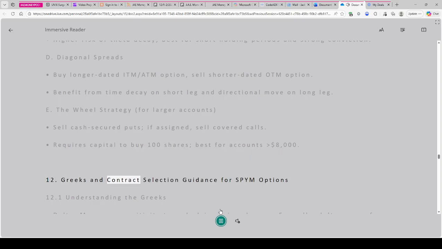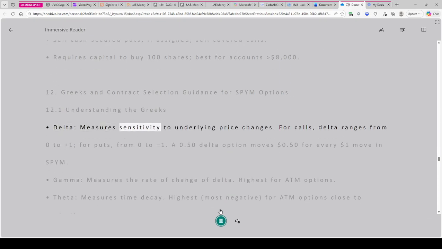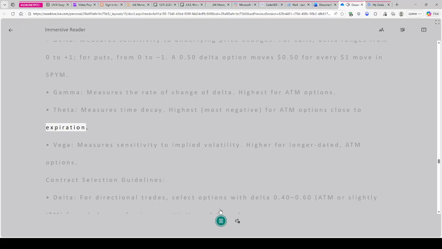12. Greeks and contract selection guidance for SPYM options. 12.1 Understanding the Greeks. Delta measures sensitivity to underlying price changes. For calls, delta ranges from 0 to +1; for puts, from 0 to -1. A 0.50 delta option moves 50 cents for every $1 move in SPYM. Gamma measures the rate of change of delta, highest for ATM options. Theta measures time decay, highest, most negative, for ATM options close to expiration.